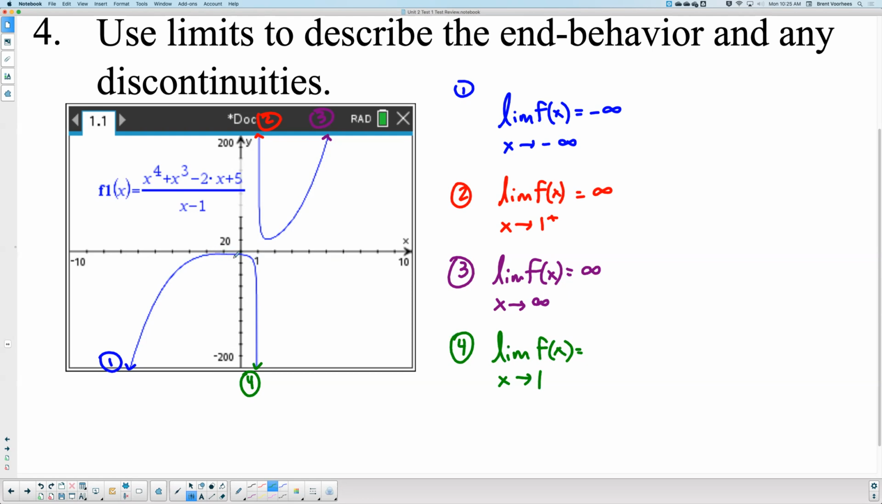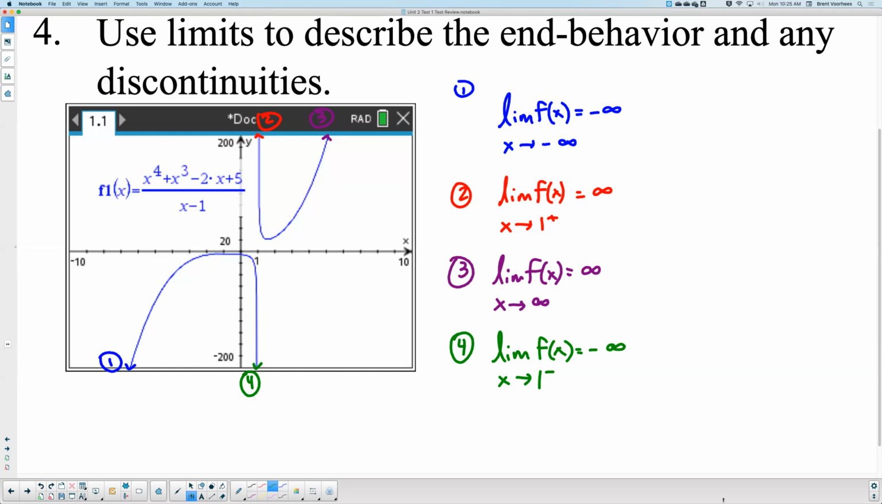Which side are you coming from? The left or the right here? Going from the left. That's a negative. 1 minus means they're coming from the left. Now, what happens as we come from the left? As we approach 1, as we are heading to the x value 1, what's happening to the y's? Am I rising, falling, or getting flat? Falling, negative infinity. There would be your limits.